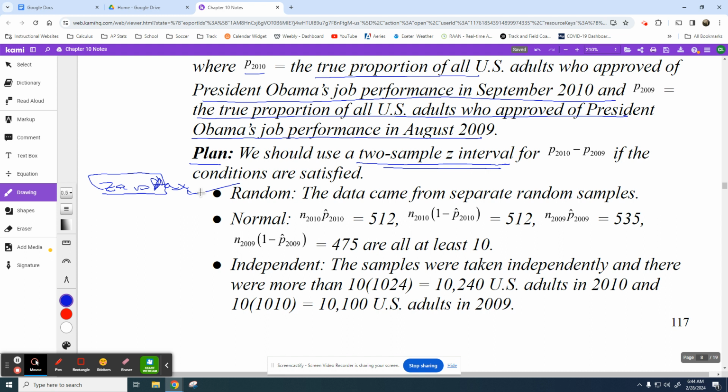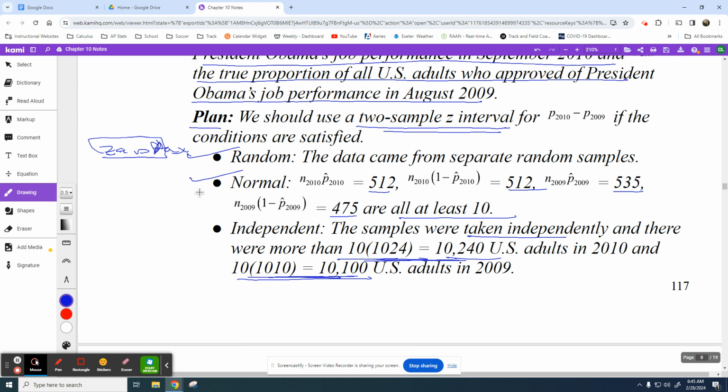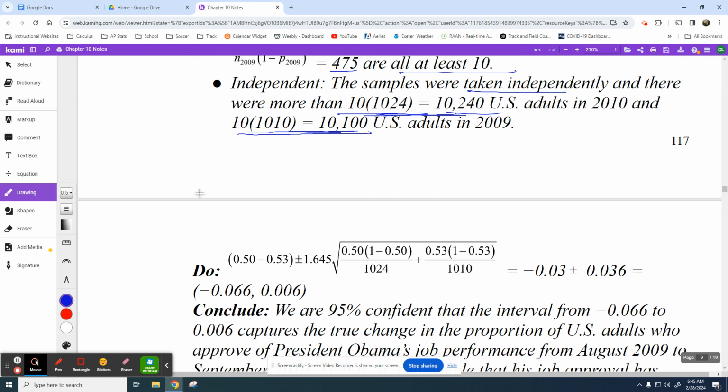It came from random data. We've got our test of these are all greater than 10. They're all greater than 10. And the sample was taken independently. There are definitely more than 10,000 adults in both 2009 and 2010. Notice we separated the two. That's what I mean. We got to split them into two. These are two separate populations, but we got to test and make sure that we cover both of them. So make sure you cover both of them.